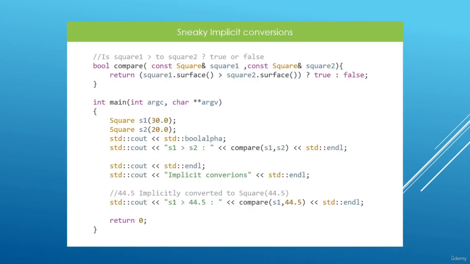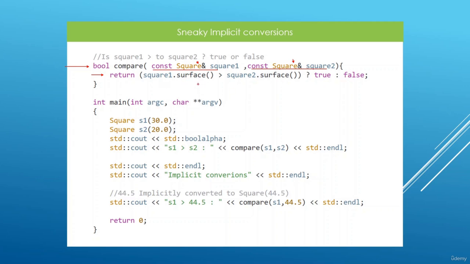Okay, so suppose we have our square class like we have seen, and we set up a function which is going to compare two squares. So we have the compare function here, and it's going to take two square parameters by const reference because we don't want to be copying squares here. We just want to use the original values and read from them and do some computation in the body here. In the body, you see that we are comparing the surfaces for the squares.